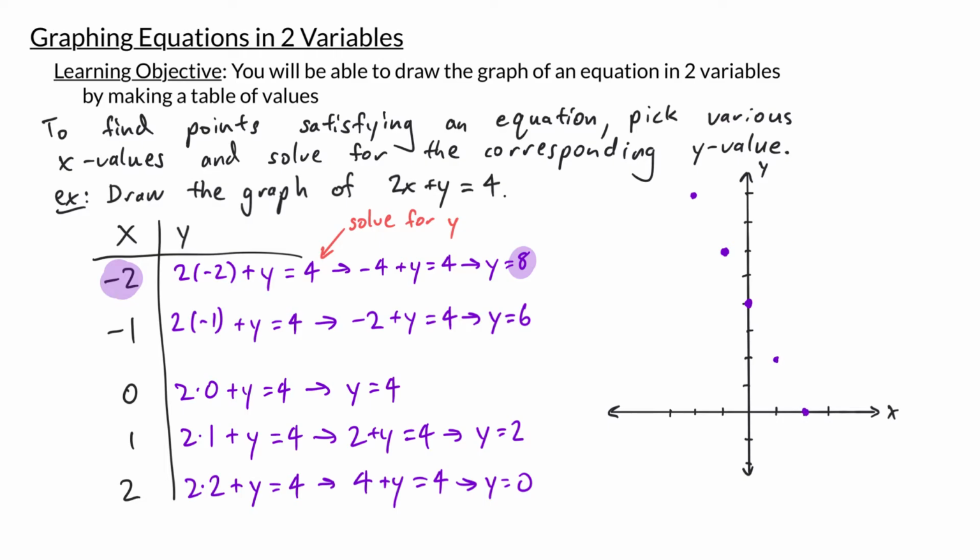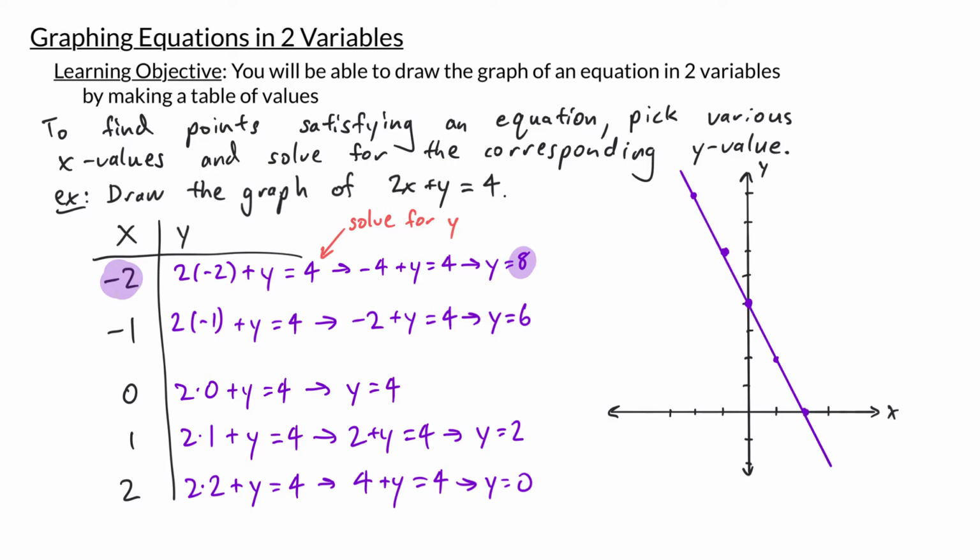Again, what I had mentioned earlier was that there are infinitely many points that satisfy the equation, which means there are infinitely many points that are on the graph of this equation. We've only plotted 5 of these points, but these points seem to fit a pattern. They all seem to lie on the same line. So what we're going to do is finish drawing this graph by connecting all of those points with a line.